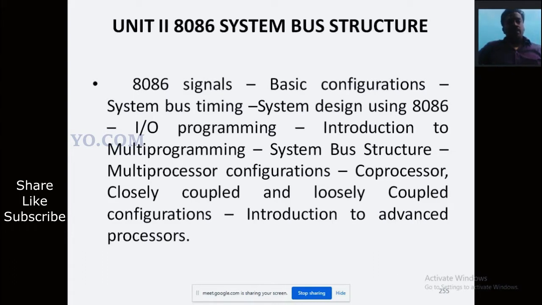What is system design? By using 8086 we can develop one piece of hardware for some particular purpose. That is system design. We can design a system by using 8086. That is also an important question. And basic configuration, divided into minimum mode and maximum mode, is also an important question. So this unit has around four important questions: minimum mode configuration, maximum mode configuration, coprocessor, and simply multiprocessor configuration. So these are the important questions in Unit 2.